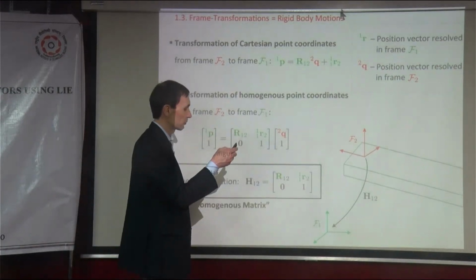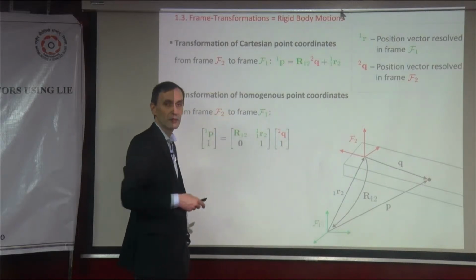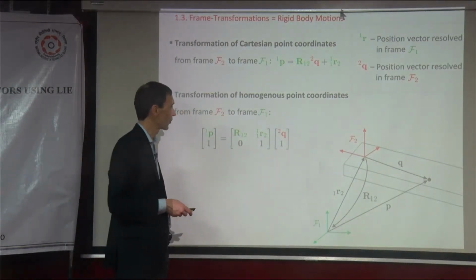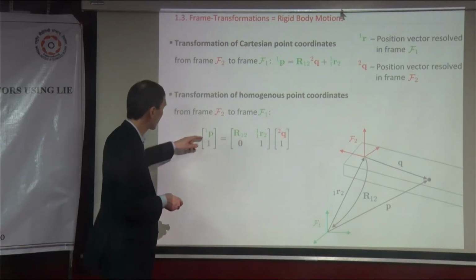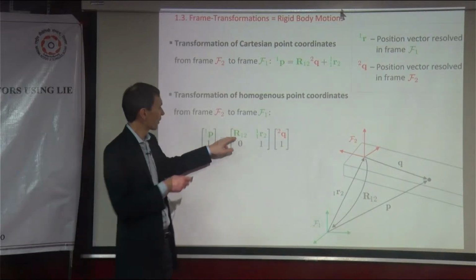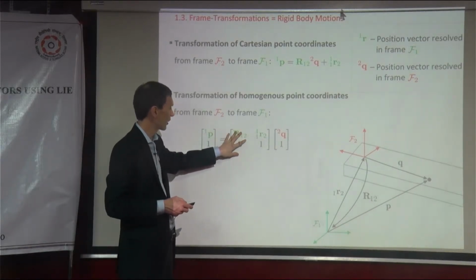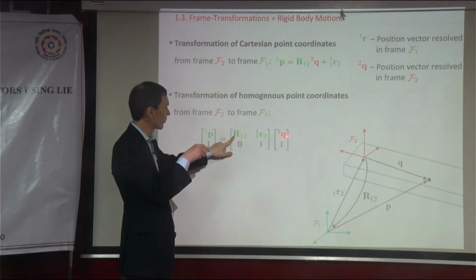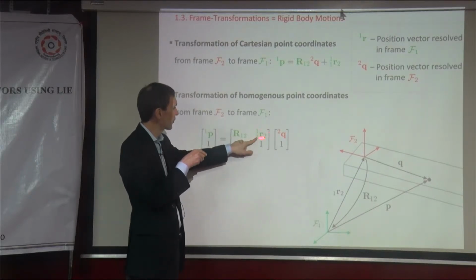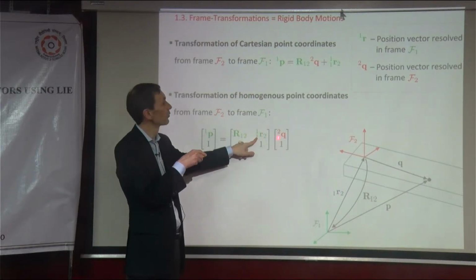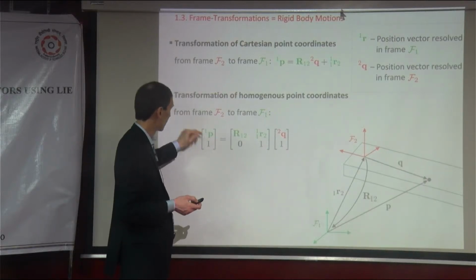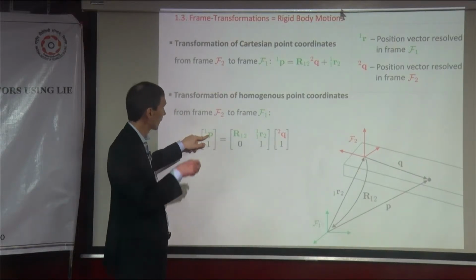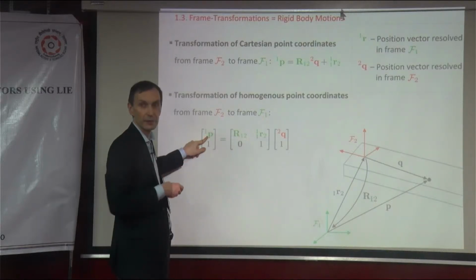This equation can easily be written in matrix form by using so-called homogeneous point coordinates. If you just do the multiplication, if you multiply this vector times this matrix, what you get is this matrix times Q, plus this vector times 1. So in the upper part, what you get is exactly this equation you get here.